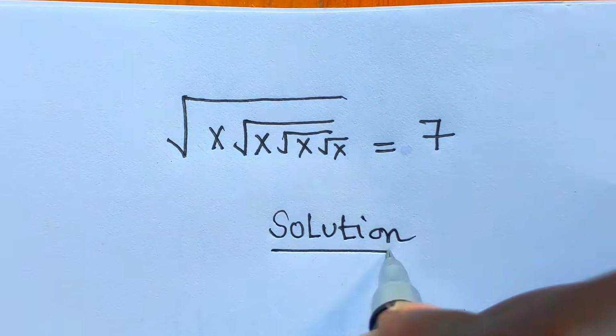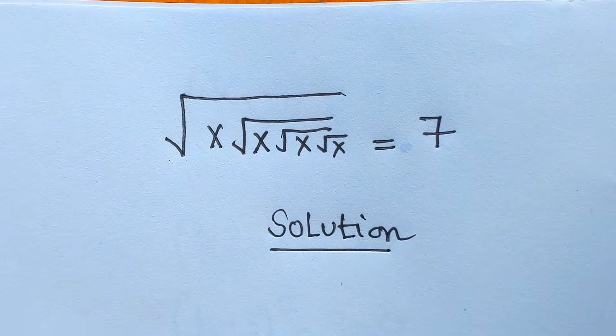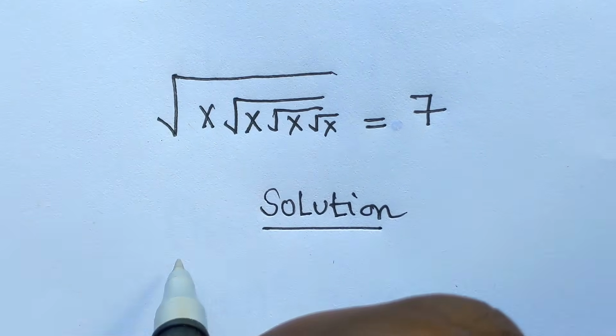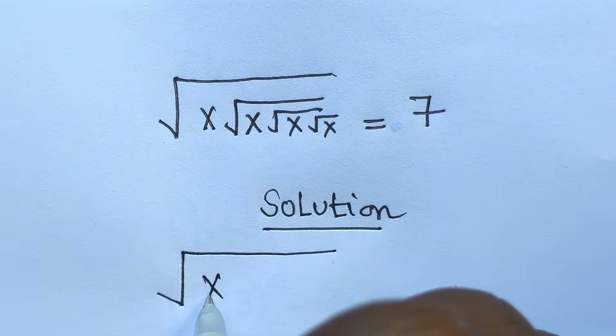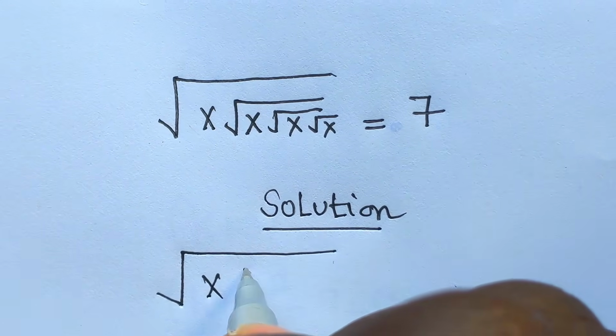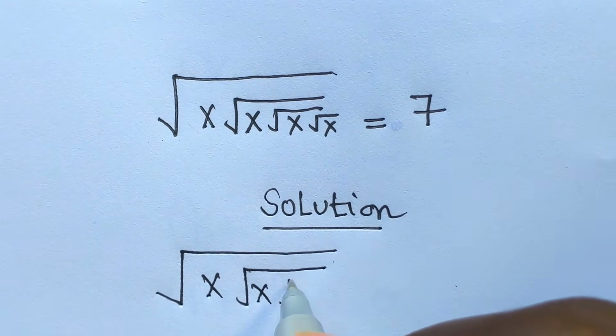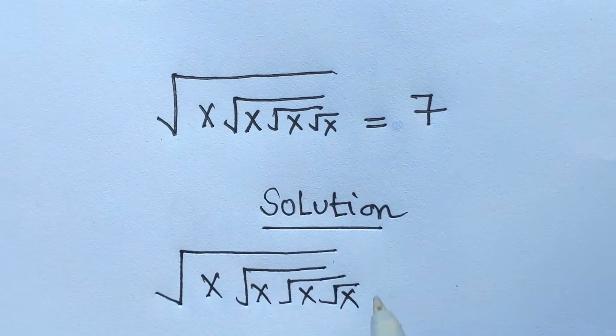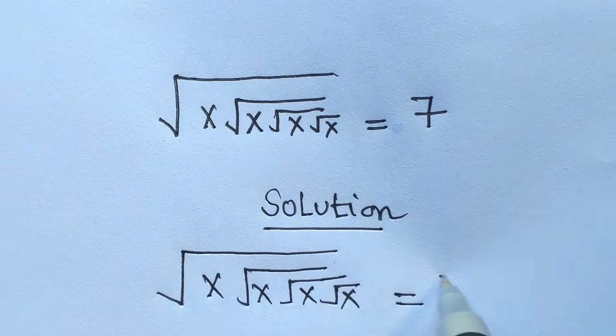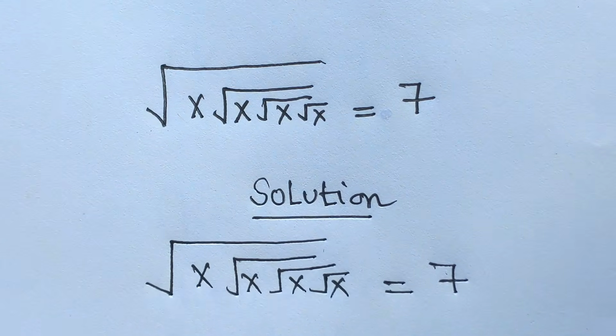Very quickly, the first thing here is to copy what we have. We have the square root of x times the square root of x times the square root of x times the square root of x inside, right here, and this must equal 7.